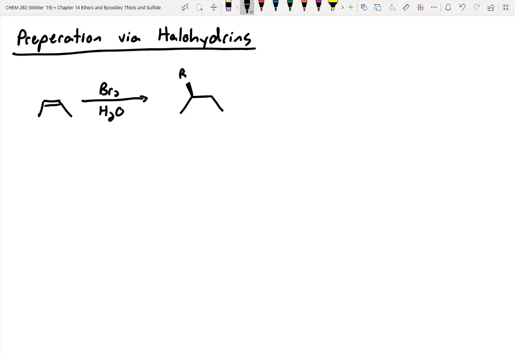So in this case, we could have a bromine on either side, but we know that the relative configuration has to be anti to one another. So we could get a mixture of enantiomers out of this. All right, so this is our halohydrin product. The next step of this reaction, I'm going to actually show the bond to this hydrogen, is to treat this with sodium hydroxide.